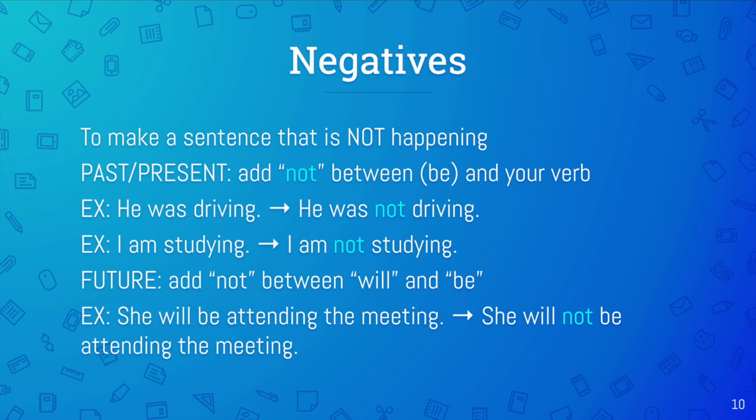Okay, also, what about if you are making a negative sentence? So you're talking about an action that is not happening. This is pretty simple. For past and present continuous sentences, you want to add the word not in between your be verb and your ing verb. Like that first example, he was not driving, I am not studying. And for future, add not in between will and be. She will not be attending the meeting.